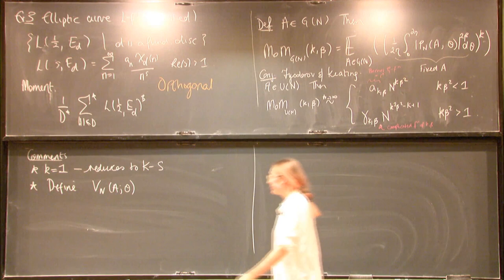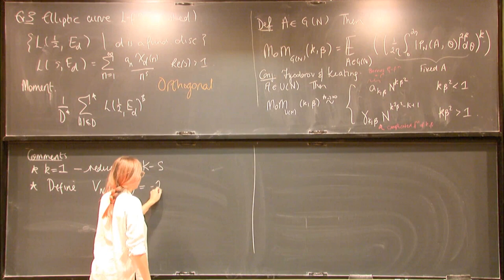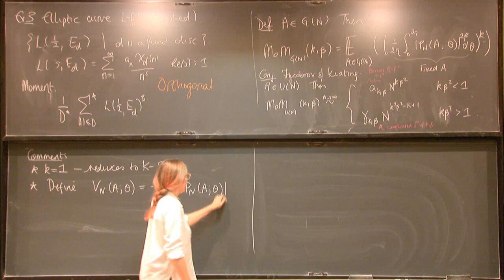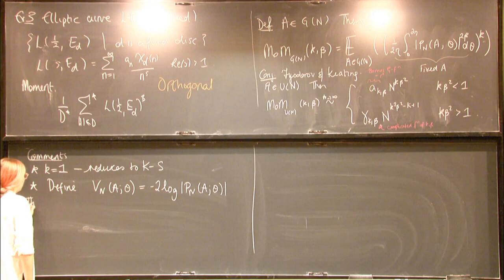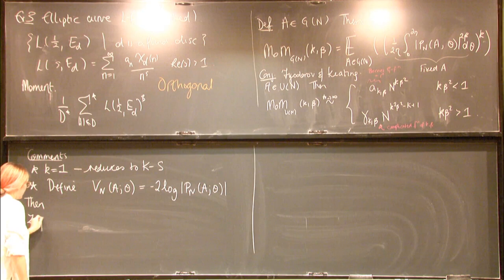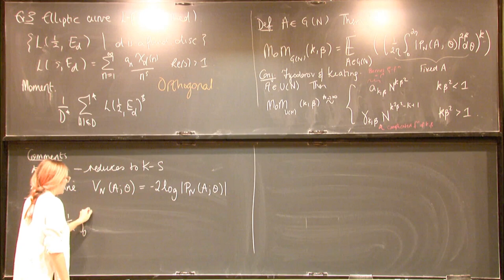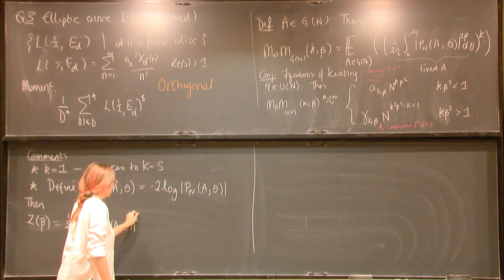So if we define the following function, which I'll call v sub n, it's going to be minus twice the logarithm of my characteristic polynomial. Then the random variable inside my outer expectation, let's call it z of beta. So to be explicit, this is what I'm considering. This is for a fixed matrix. I can trivially rewrite it using my v function.